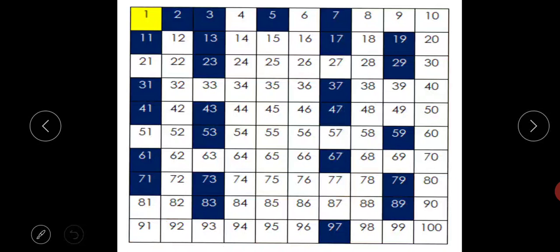Now see the box numbered 1 to 100. All the numbers colored with blue are prime numbers from 1 to 100, and 1 is colored with yellow. 1 is neither a prime number nor a composite number, and you can see the smallest two-digit prime number is 11 and the greatest two-digit prime number is 97.